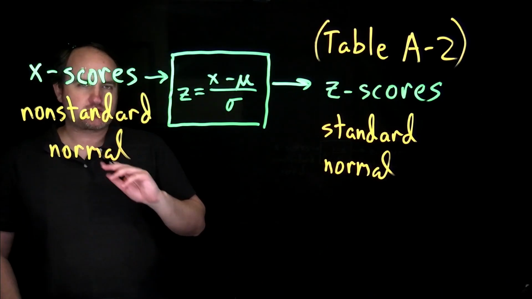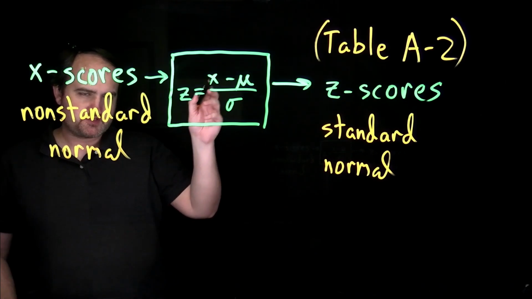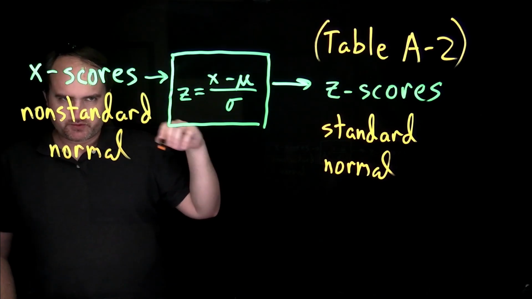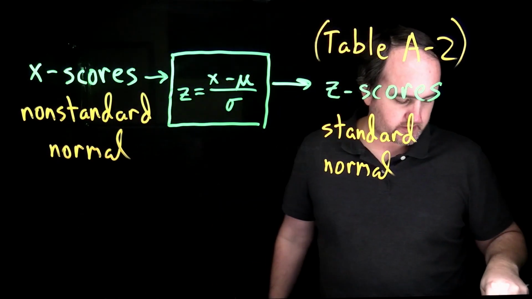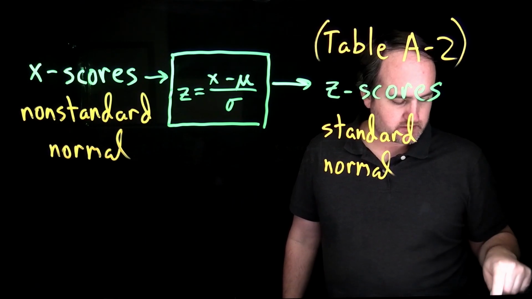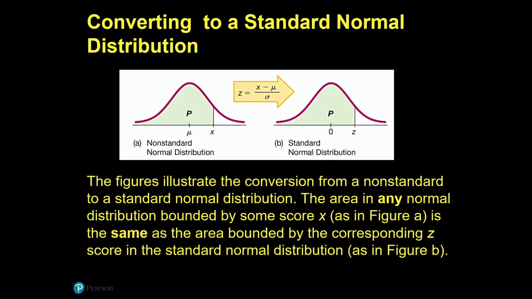Okay, so that's the process, and we'll be using that z-score formula, which we've seen before. Let's return to the slides while I erase all this. This is the picture. They have a very similar picture to what I just described in the book.